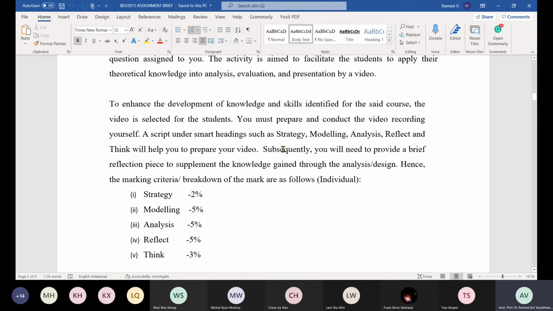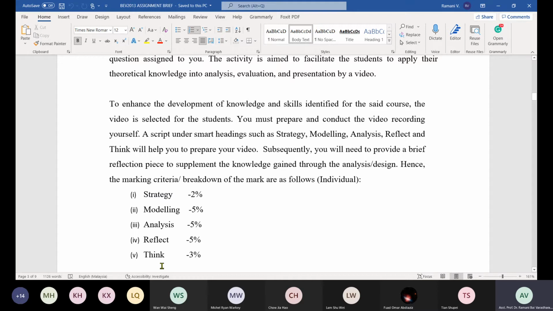Remember the very beginning of the module, I introduced this one for you to learn how you present your answers. Please follow the same thing to give your answers. This will also help you to prepare the answers. Subsequently, you will need to provide a brief reflection piece to supplement the knowledge gained through this analysis and design.